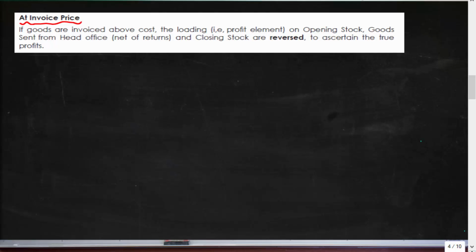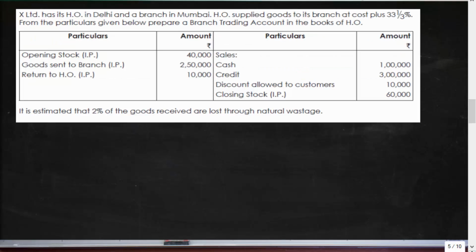If goods are invoiced above cost, then whatever profit is loaded on the opening stock, the goods sent from HO to branch, and the goods that are remaining has to be reversed. Only then will you be able to ascertain true profits. To understand, let's take this problem.